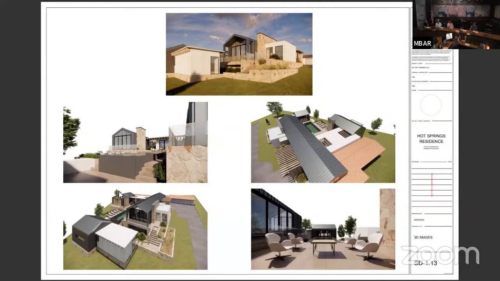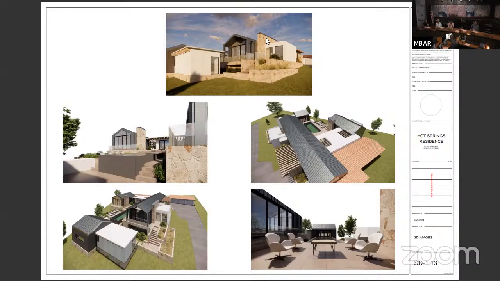But the only other comment I have is, having done this for a while, this is really a brand new house. It's not a remodel. When you get into engineering, you're going to find they're not going to be able to make the foundations work. You should just treat it as a new project, is my final comment.